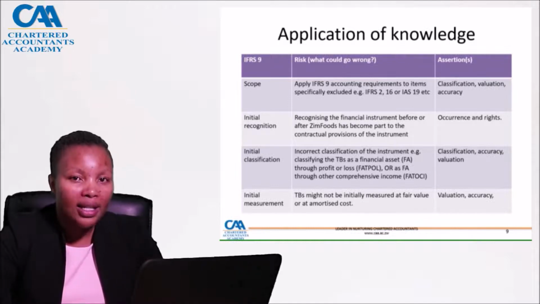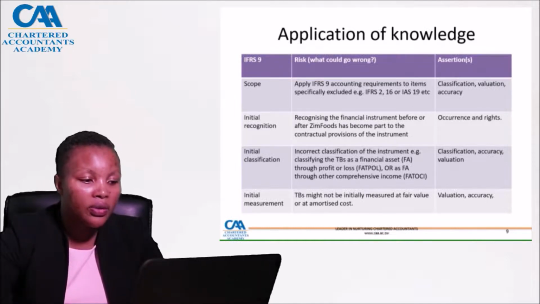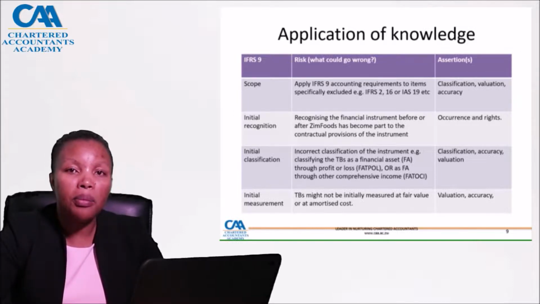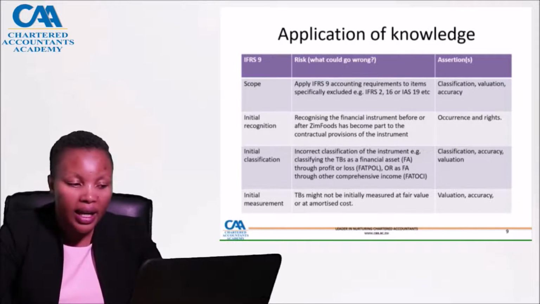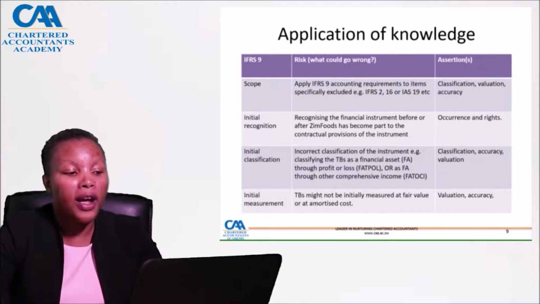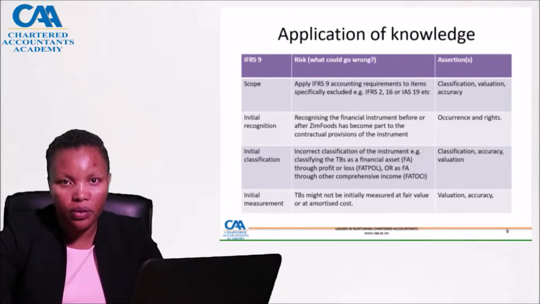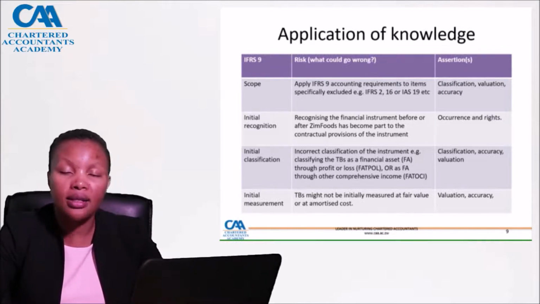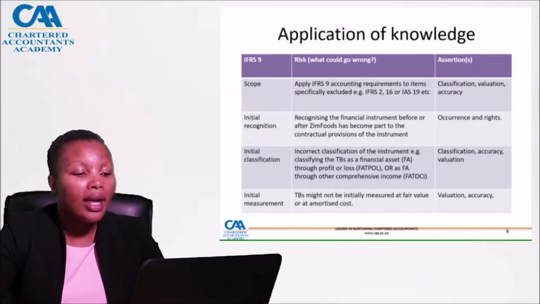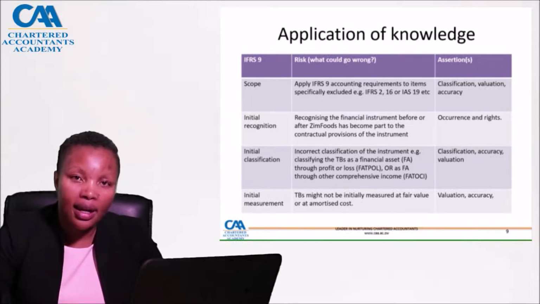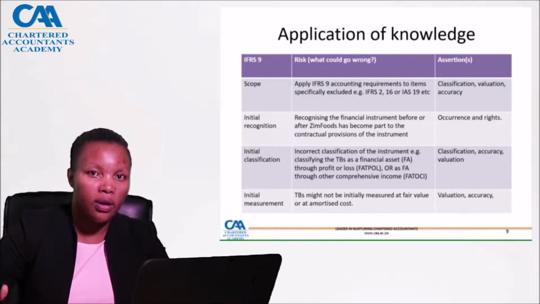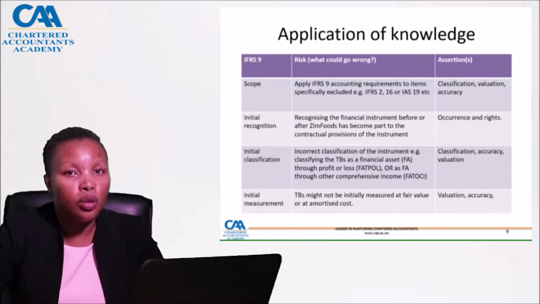So incorrect, what can possibly go wrong? Incorrect classification of the instrument. For example, somebody can classify this financial instrument as, let's say, a financial asset through profit or loss, or a financial asset through other comprehensive income. So again, what assertions are affected? Classification, because you're classifying it under the correct class of financial instruments. But that could be a risk.